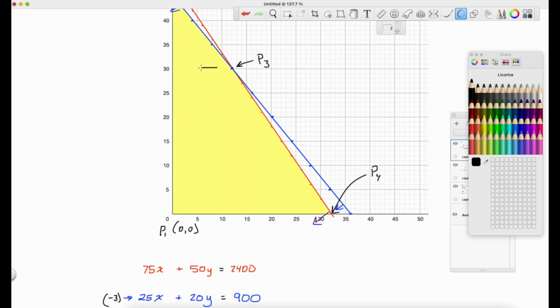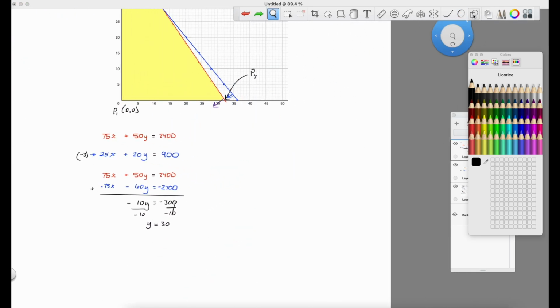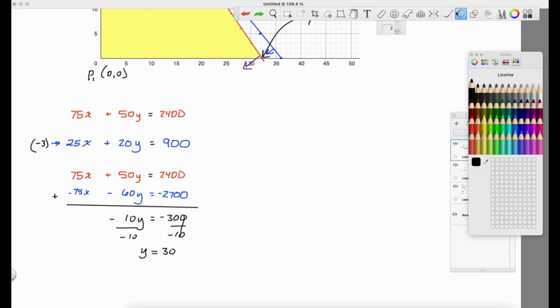Okay, we thought y was going to be 30, didn't we? I mean, this looks like it's at 30, doesn't it? So 30 looks reasonable. Now we have to find x. Let's reuse the blue equation. 25x plus 20 times 30 equals 900. I just took the 30 for y and substituted in for the y variable here. And 20 times 30 is 600.